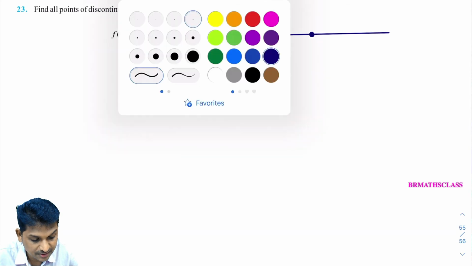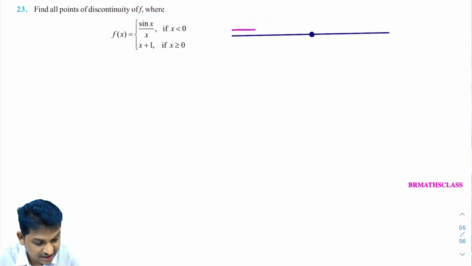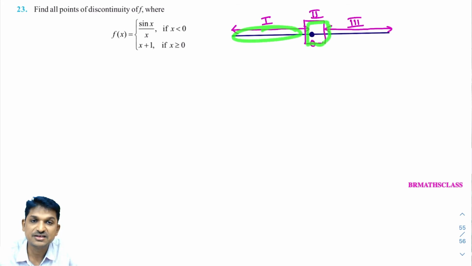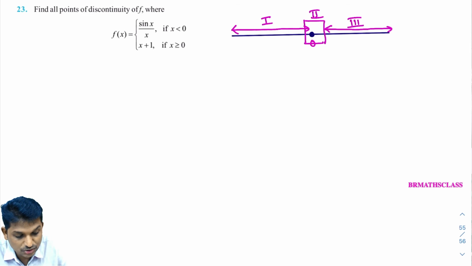What is case 1? Case 1, I will check the continuity whenever x value is less than 0. Next, I'll check the continuity at 0. This is case 2. What is case 3? Whenever x value is greater than 0, that is case 3. So I am going to check the continuity of this function in 3 cases. This is case 1, this is case 2, and this is case 3. Okay, let's start the solution.